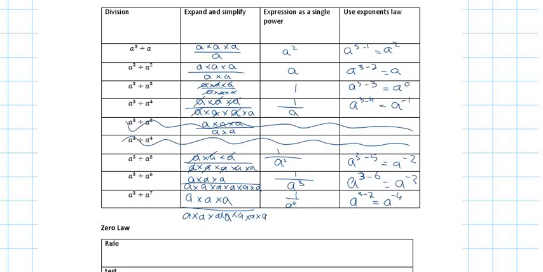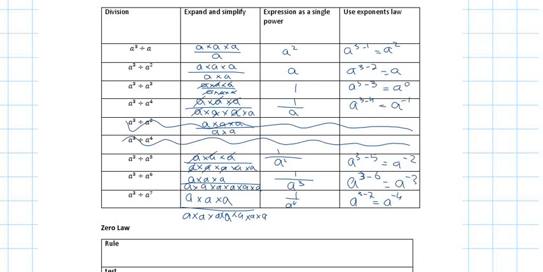Then here, I got a to the power of negative 2, but that's 1 over a to the power of 2. A to the power of negative 3 is 1 over a to the power of 3. A to the power of negative 4 is 1 over a to the power of 4. Why do you think that is? Or how can I do that? What's the correlation between the negative exponent that I'm getting and if I do expand and simplify?